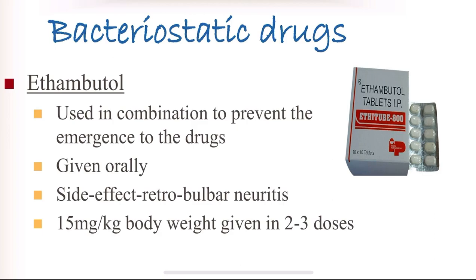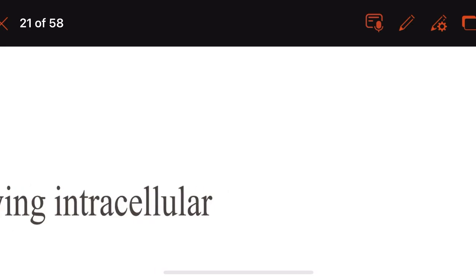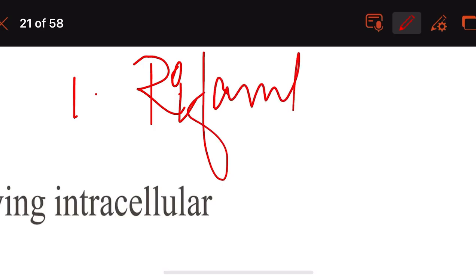Moving further to the bacteriostatic drugs. Can we just quickly go through the bactericidal drugs? What are the drugs we discussed? In the first, we spoke about rifampicin. What did we see about rifampicin? It will permeate the blood-brain barrier. It is a bactericidal drug, especially acting upon the dormant bacilli. Some side effects it includes.